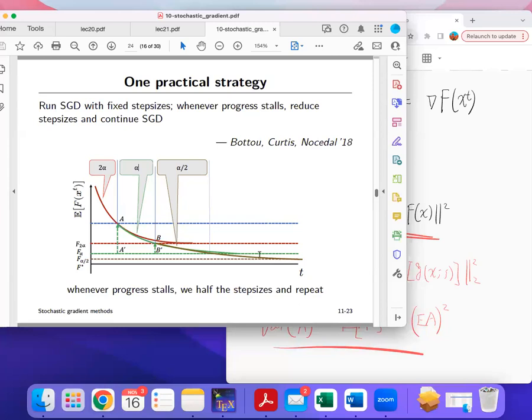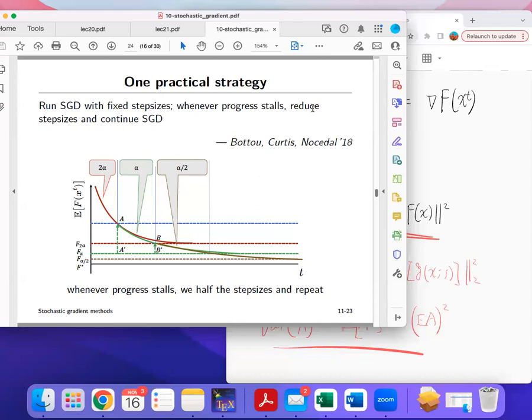So there's always this trade-off. Using a smaller step size, eventually you will get a more accurate result. But on the other hand, using a large step size, you are more likely to have a faster convergence at the very beginning. So in practice, people usually use this strategy.